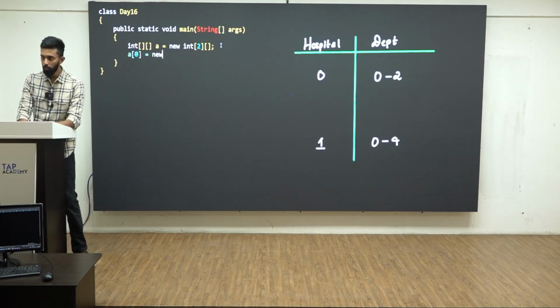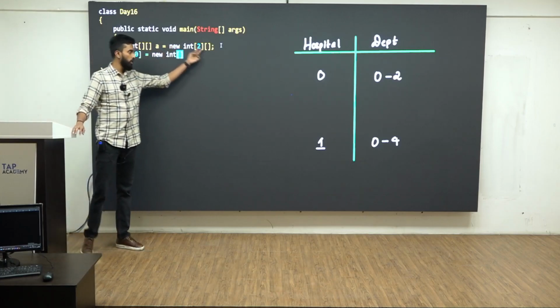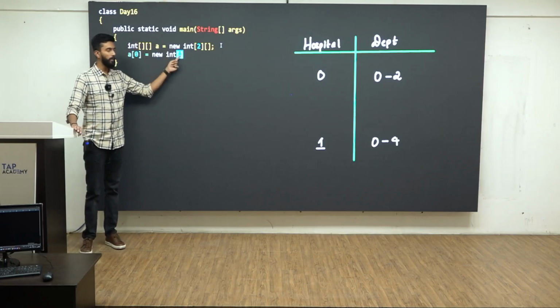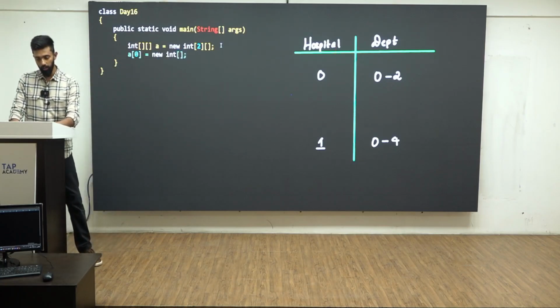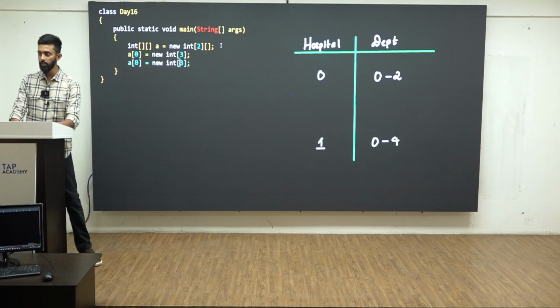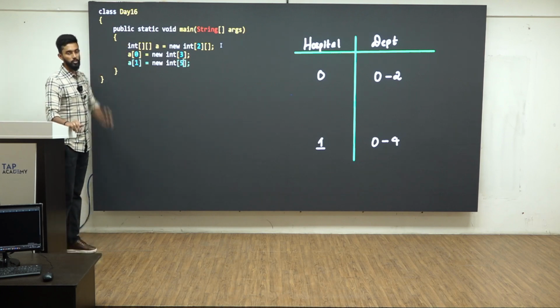Assignment, new. Tell me int. How many brackets? Only 1 because totally 2 dimensions. 1 is over, 1 is pending. Understood? And tell me how many departments are there? 3 departments. I'll duplicate this line and I will tell in the second hospital totally how many departments? 5. I think you understood.